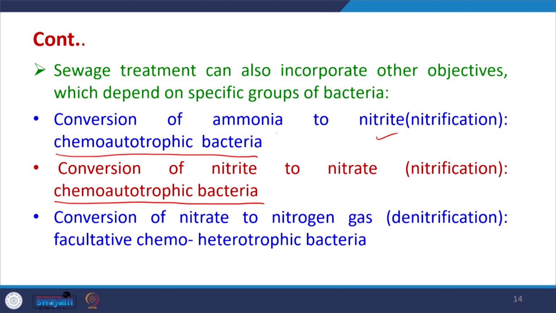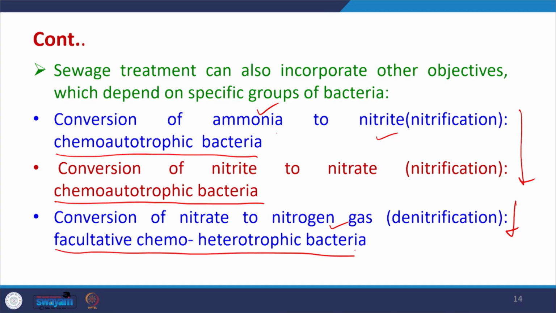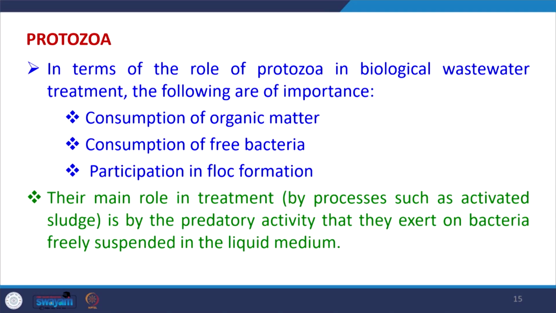However, if we want to convert nitrate into nitrogen gas further, first nitrification is happening, then denitrification is happening. If we want to convert ammonia to nitrogen gas, then we require facultative chemoheterotrophic bacteria. So, bacteria not only degrade the carbonaceous compounds, they also help in the treatment of those wastewaters which contain a lot of nitrogenous compounds.